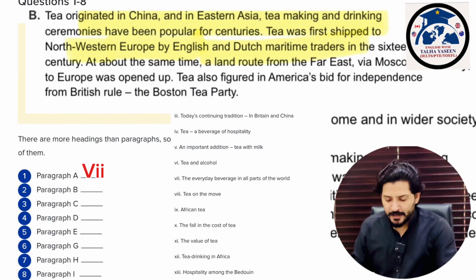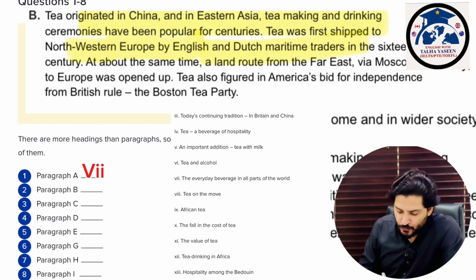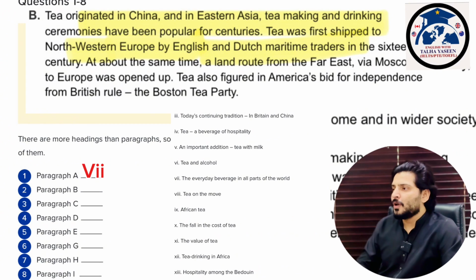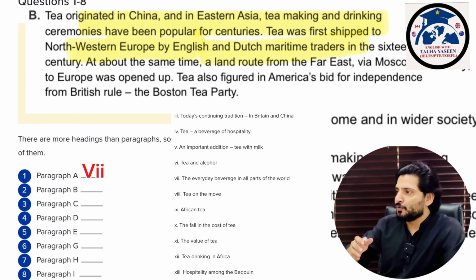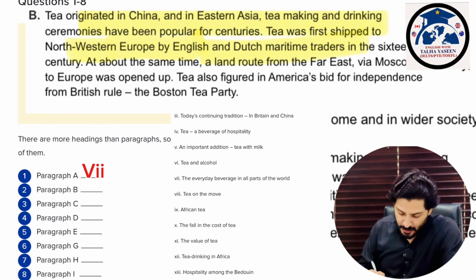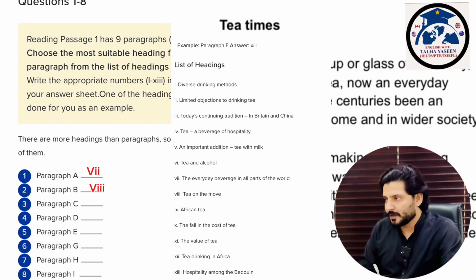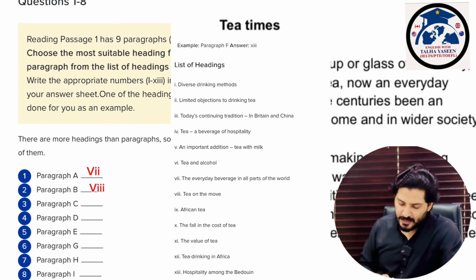Para B, let's read para B. Tea originated in China and in Eastern Asia. Tea making and drinking ceremonies have been popular for centuries. Tea was first shipped to northwestern Europe by English and Dutch maritime traders in the 16th century, and a land route from the Far East via Moscow to Europe. So, what do you conclude from this? Tea is moving from one place to another. So what will we write in front of passage B? 8 will be the right option. Tea on the move, because it's moving from one place to another.